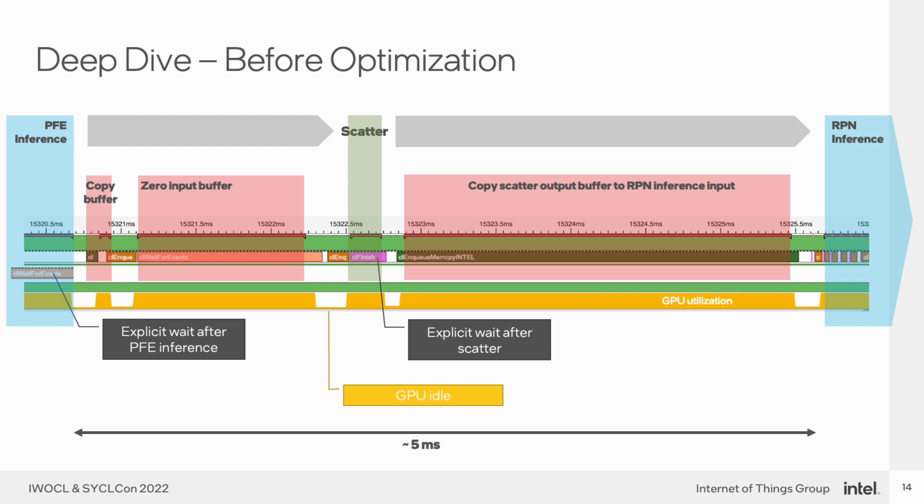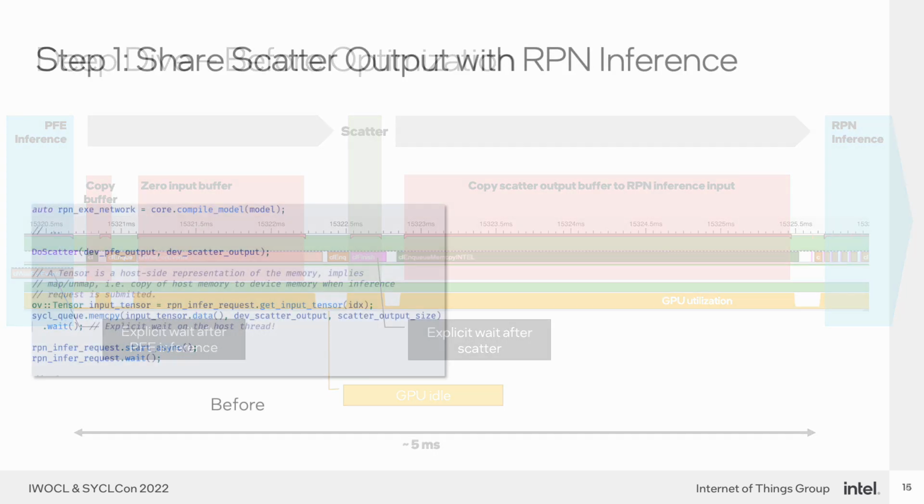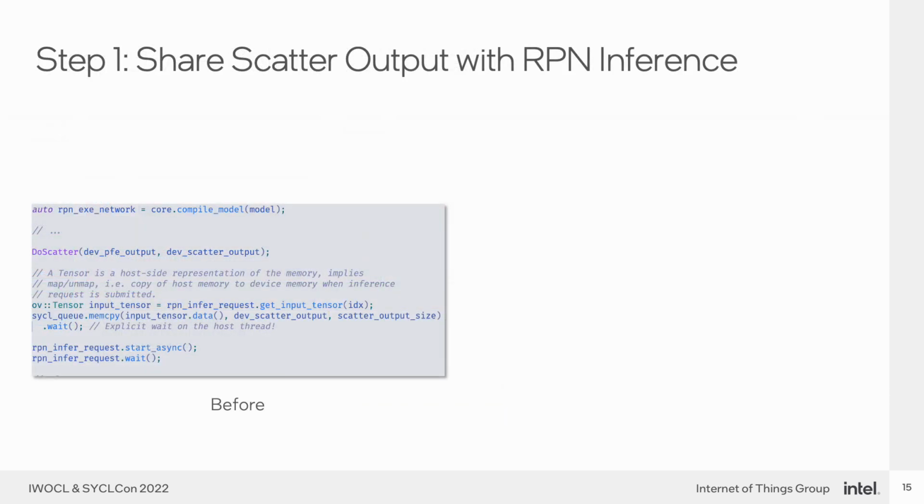In all, this represents a 5 milliseconds chunk of our pipeline. Let's see if we can bring that number down. As a first step, we will share the scatter output memory with the inference input.